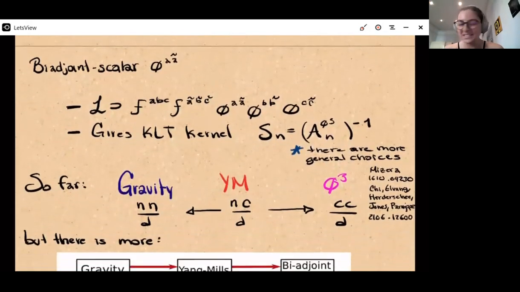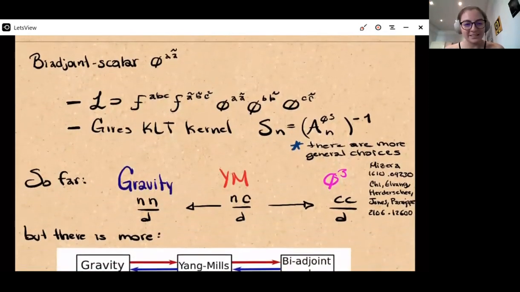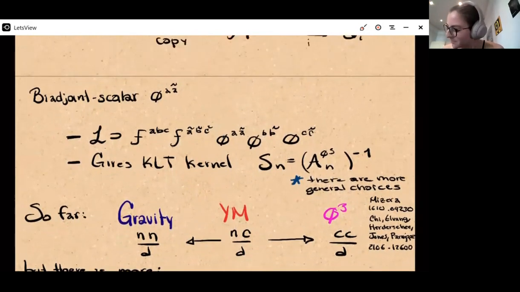But surprisingly, it's one of the most fundamental things for the double copy. So what we have is that the Lagrangian, this interaction term, the cubic one, looks like this. It's with two structure constants. And the big surprise is that this is how we relate BCJ and KLT.